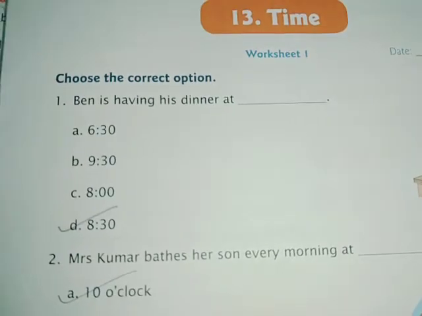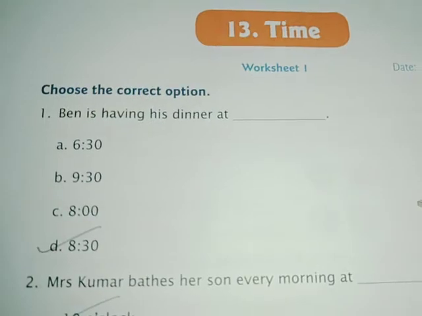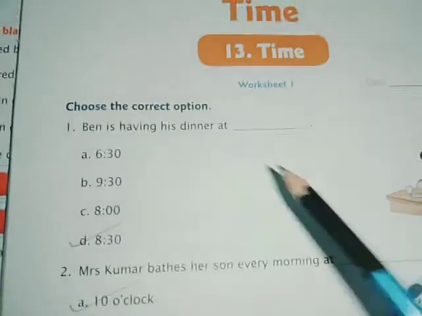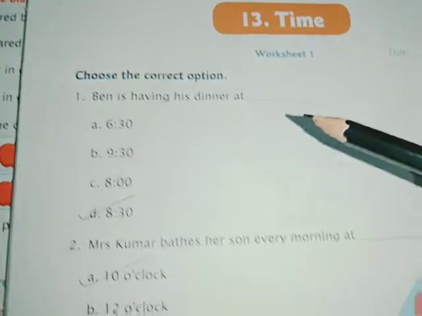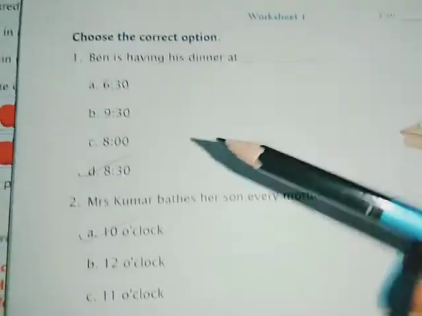Hello students, in today's video I am going to explain worksheets 1, 2 and 3 from your Oxford Advantage Maths workbook. These are worksheets from the chapter Time. So let's start. In worksheet 1 we have 3 questions and all of these are MCQ questions.